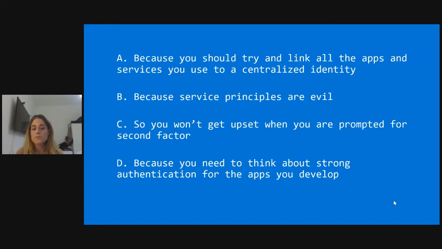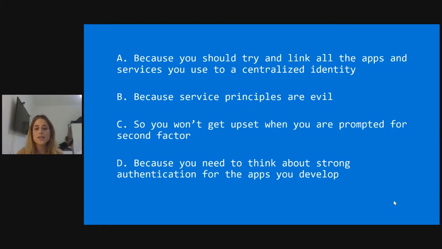So first of all, because you should try and link all of your apps and services to use a central identity, and I will explain what the benefit of that soon. Because service principals are evil, because we don't want to have service principals which are shared among different developers, and you are texting to your colleagues your credentials to the SQL DB on your WhatsApp group. Because I want you to not get upset when you're prompted to MFA to have a second factor, but truly to understand the logic that stands behind it when you're challenged.